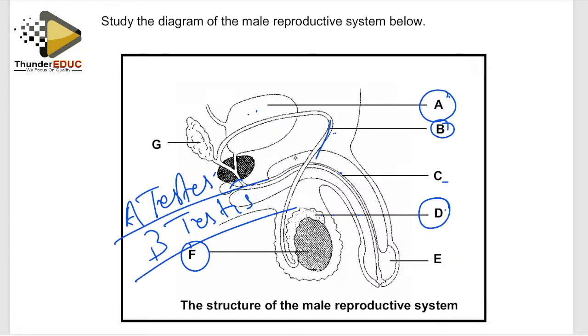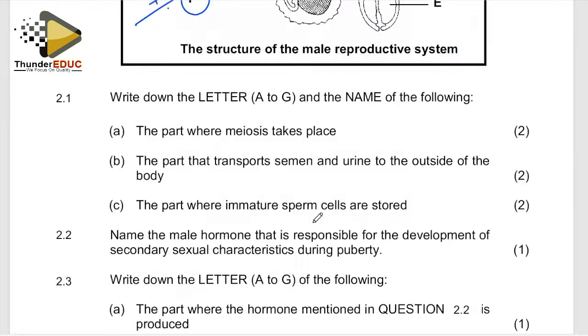Both of them. You have A and B. Which one is it? A is correct, ne? B. Yeah. Both of them are correct. This is many testes. This is one testis. Yes. So we can answer that.